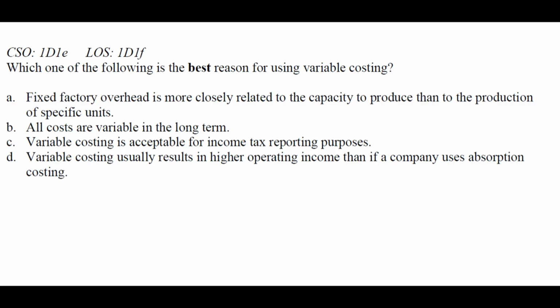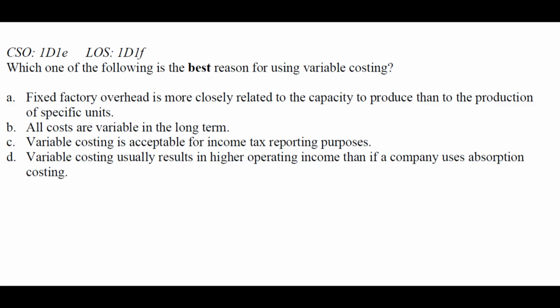B. All costs are variable in the long term. Incorrect. While some costs may become variable over a long horizon, this is not a valid justification for variable costing in managerial accounting. C. Variable costing is acceptable for income tax reporting purposes. Incorrect. Tax authorities generally require absorption costing, not variable costing.